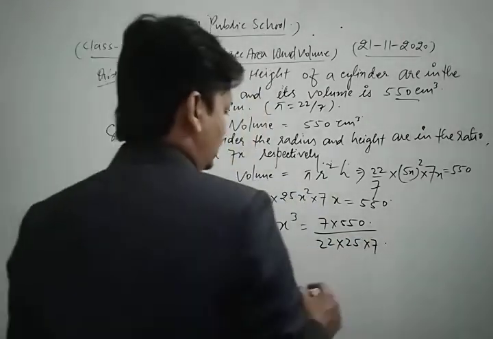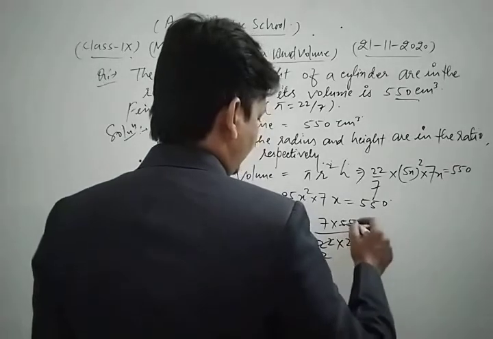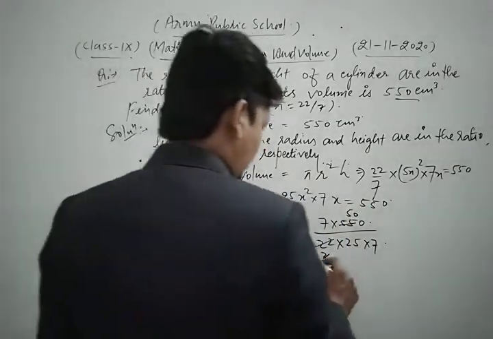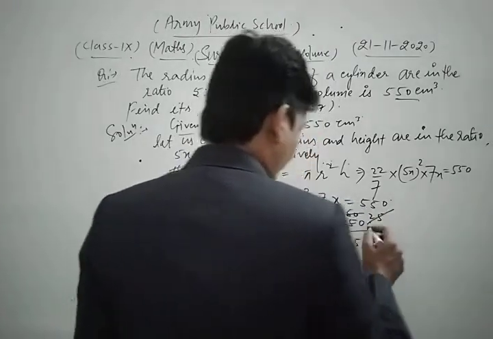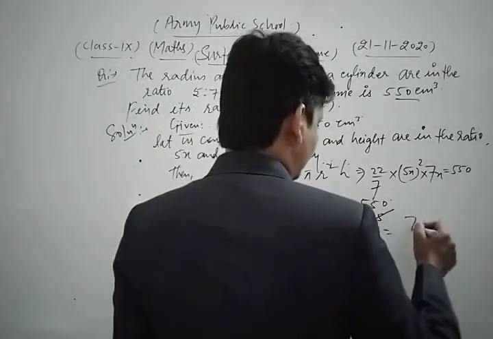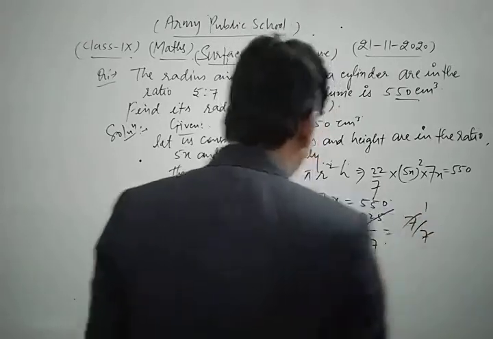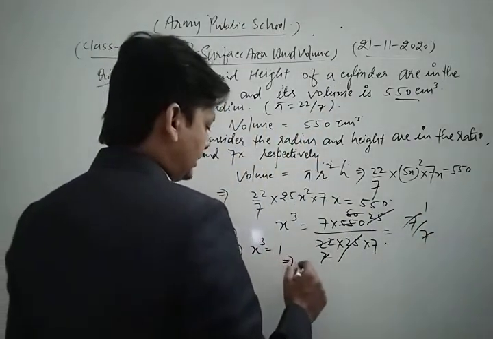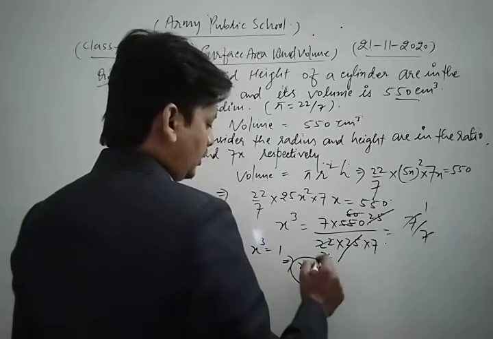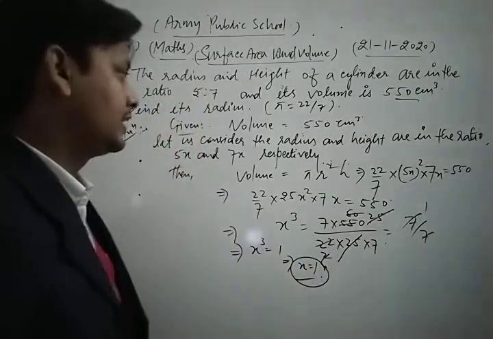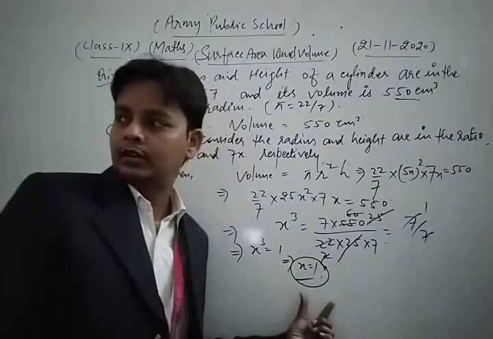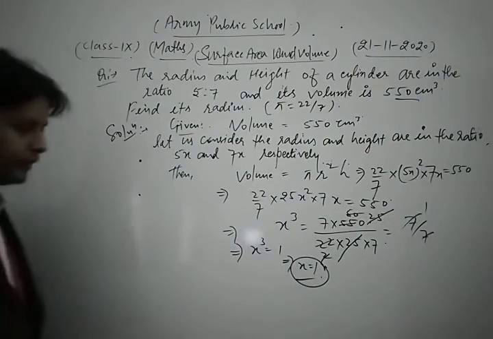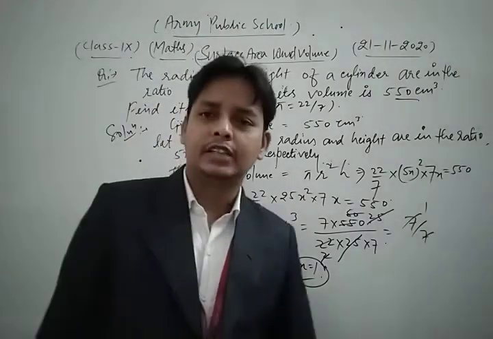Now let's see. 11 to the 11, 5 the, this is 50, this is 25. 25 cancel each other, so we get 7 upon 7, that is 1. Thus the value of x cube is equal to 1 and we can write x is equal to 1. So the value of x is 1.